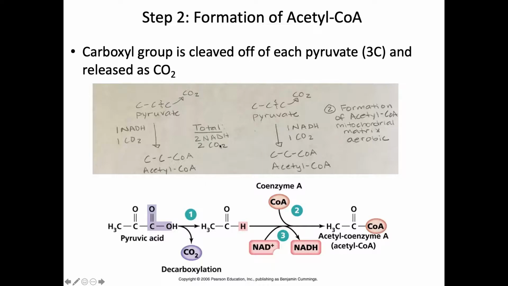So we can say from 1 molecule of glucose, we've made 2 NADHs, 2 carbon dioxide in this step, the formation of acetyl coenzyme A. From 1 molecule of pyruvate, we've made 1 NADH, 1 carbon dioxide, 1 acetyl coenzyme A. So you'll have to know how many molecules of what we've made from 1 molecule of glucose. You'll have to know what molecule and the number of molecules we made from 1 pyruvate.